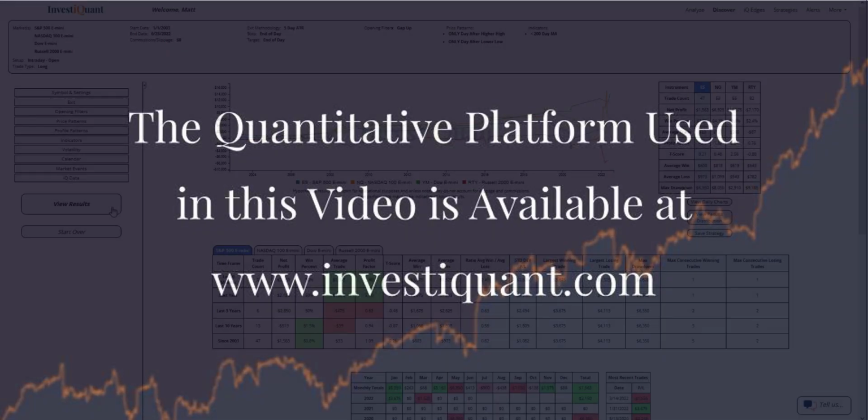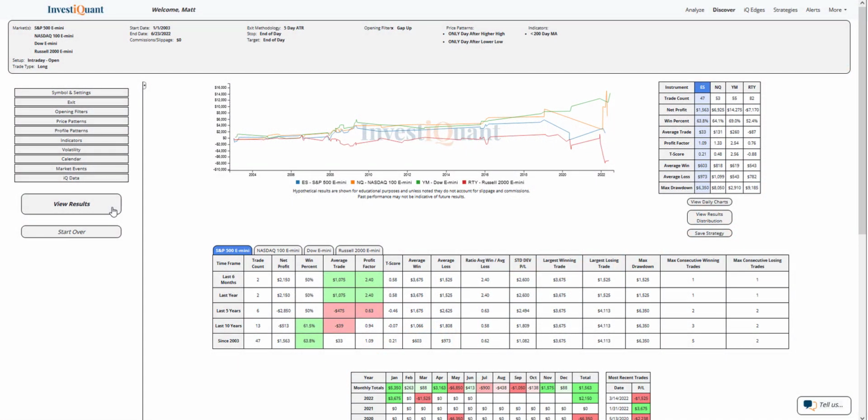And here we go. These are the results based upon entering the market long at 9:30 a.m. Eastern Time, exiting at 4:15 p.m. Eastern Time, when you were gapping up and the prior session had a higher daily high and a lower daily low and a close below a 200-day simple moving average. Historically, we've got 47 examples of this pattern in the S&P. We've got 53 in the NASDAQ, 55 in the Dow, 82 in the Russell.